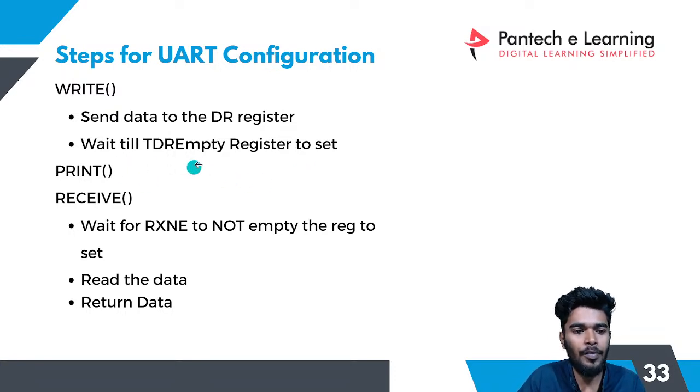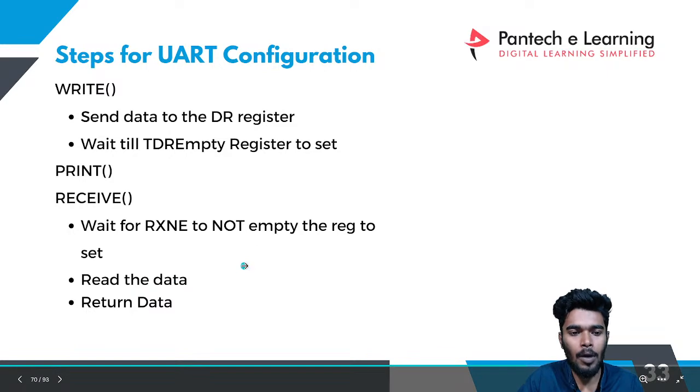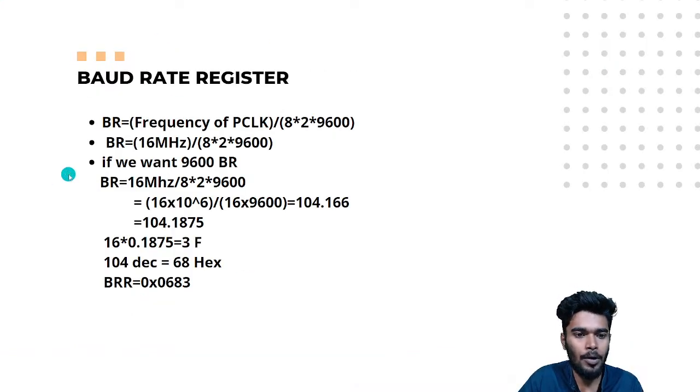Then for the print function, we are going to use the string. I will show it while developing the code. Next, the receive function. We will wait till the RXNE register is set to not empty. This register is set when the data is received. Then we can read the data and return the data.